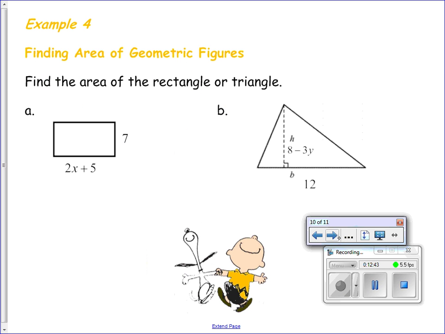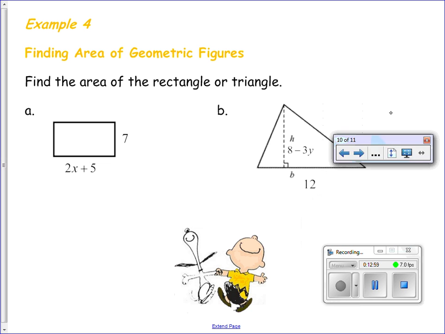All right, now in example 4, you're going to be asked to find the area of geometric figures. Now you know how to find the area of a rectangle and square. So we're going to use that formula to determine the area, and then I'm going to teach you a new formula to determine the area of a triangle.